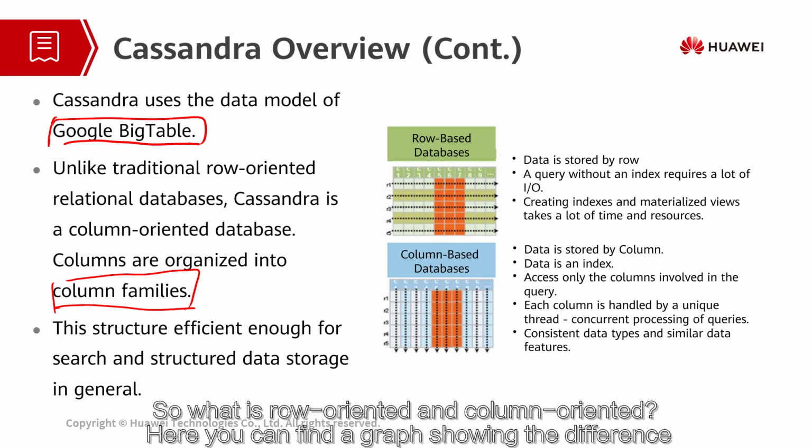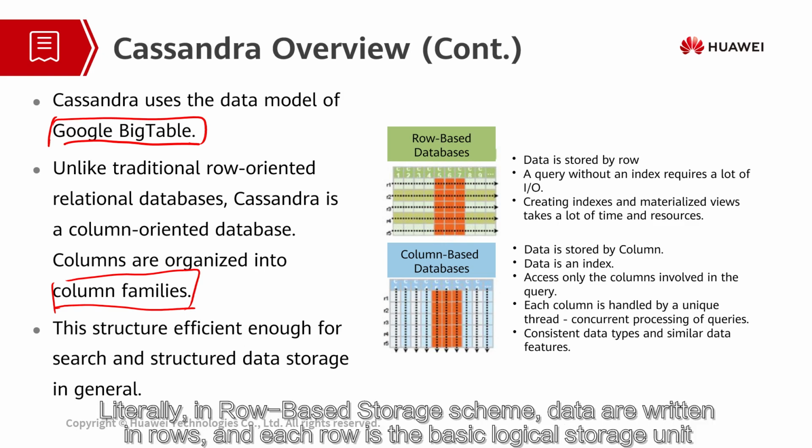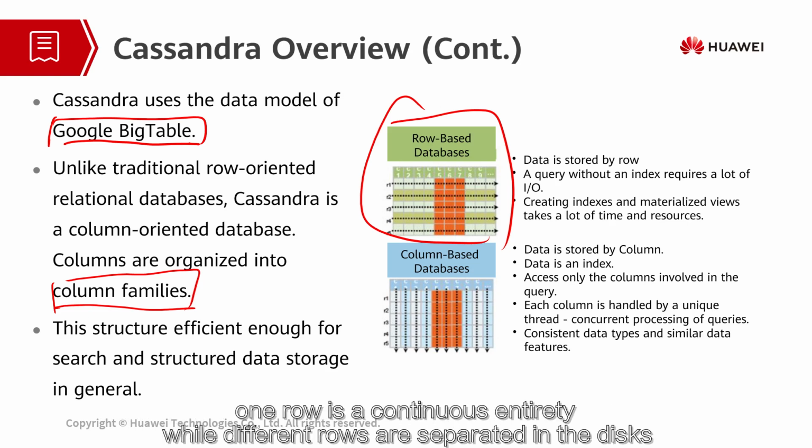So what is row-oriented and column-oriented? Here you can find a graph showing the difference. Literally, in the row-based storage scheme, data are written in rows, and each row is the basic logical storage unit. One row is a continuous entity, while different rows are separated on the disks.